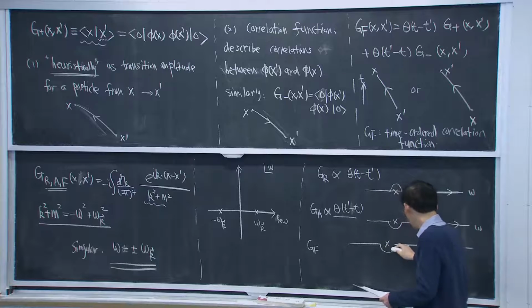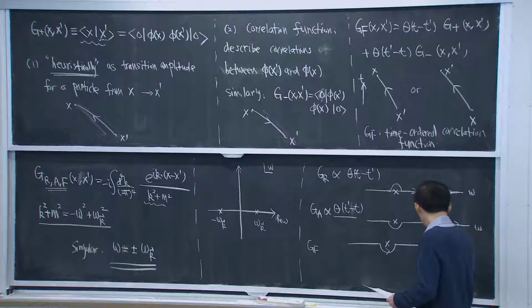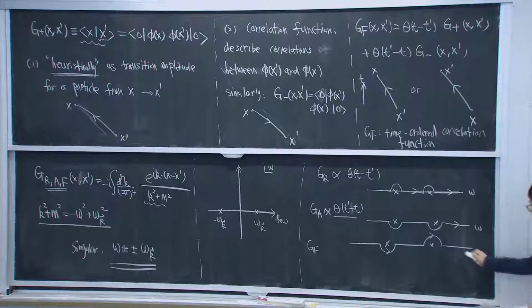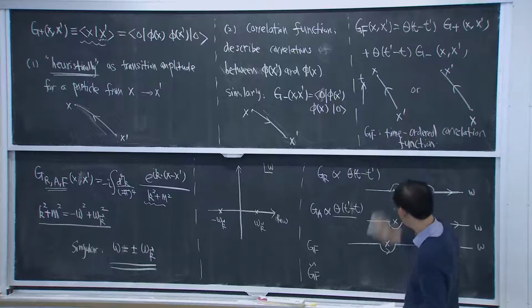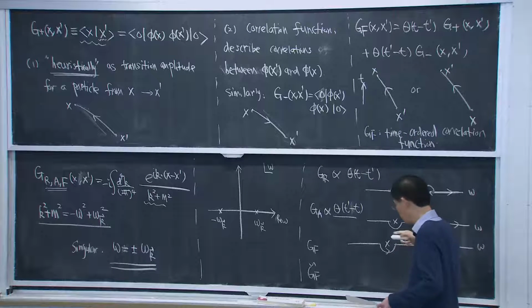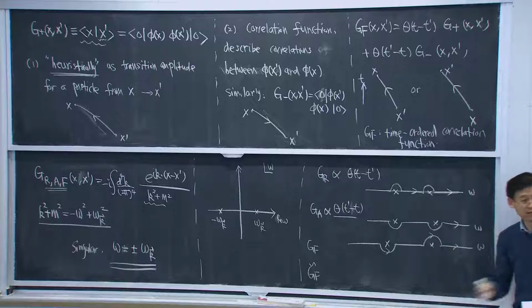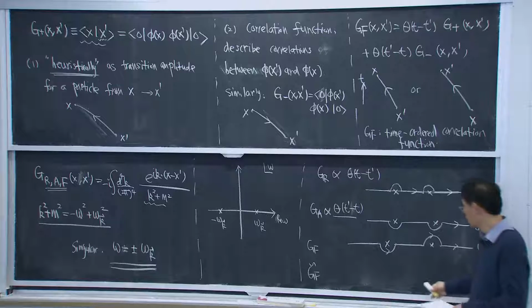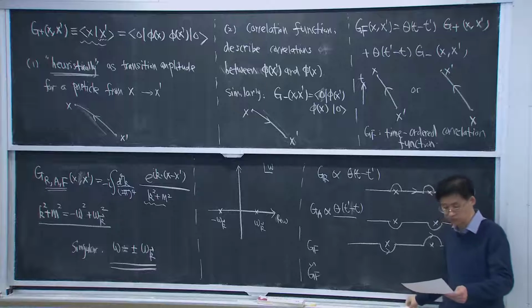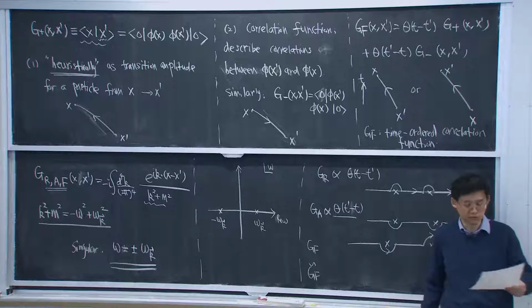So for this one, you go below. For this one, you go from above. Okay. And then there's another way, which is G_F tilde, which is the opposite of G_F in terms of time ordering. And then you will do the opposite way of here. So altogether, there are 4 different ways you can go around the singularity that give you 4 different functions.